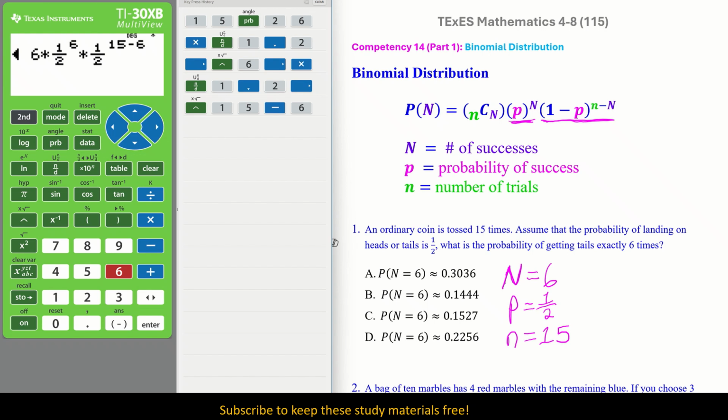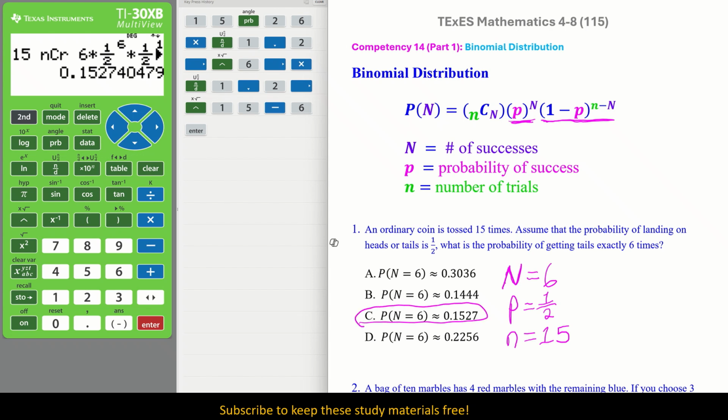It's more accurate. Okay, the less you do while you're stressed out during a test, the less brain power you use, the more success you're going to have in this situation. So let's push enter. Okay, and that looks like option C. Perfect. Okay, the trick is to remember the expression for binomial distribution.